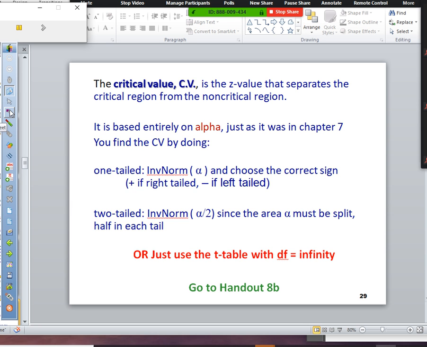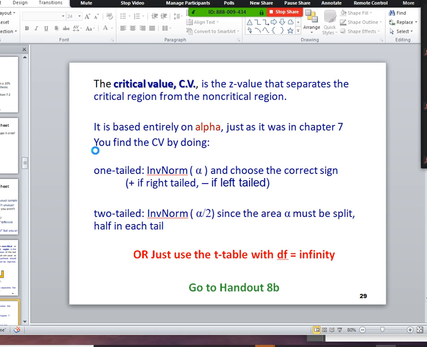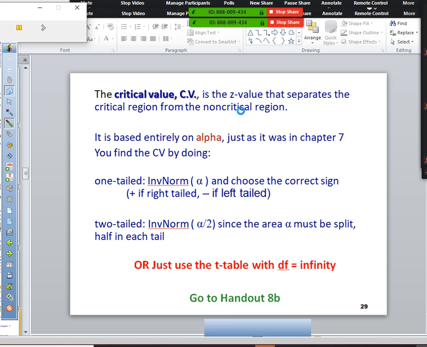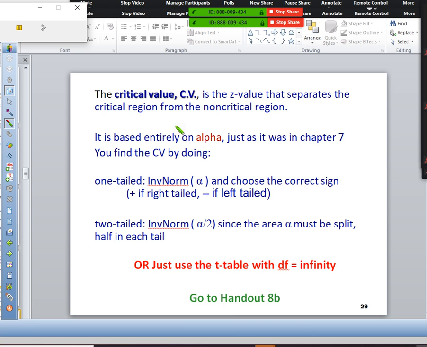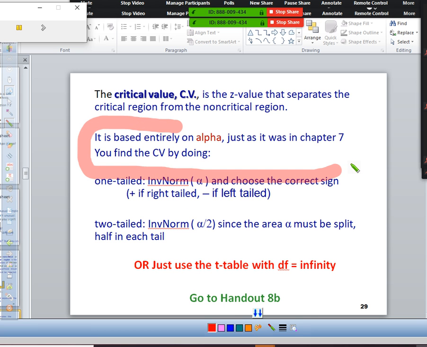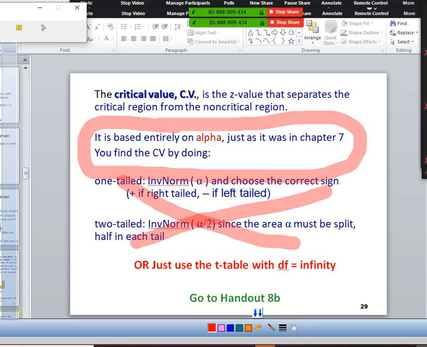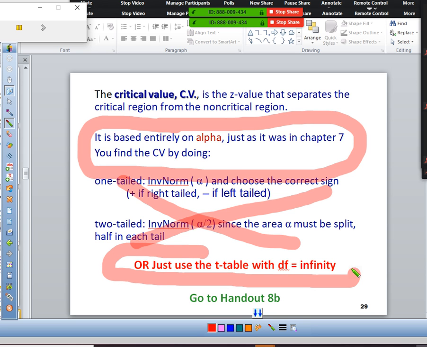And then on your sheet, I would say the critical value, again, I talked about that a second ago, is based entirely upon alpha. But what I want you guys to do is don't worry about this part here. Cross that out of your notes and just circle this part here. Use the t-table, degrees of freedom, infinity. If you're talking about the z-score, remember the z-score is the last row of your t-table. It's when your degrees of freedom is infinity. That's your z-scores. That's your z-table.